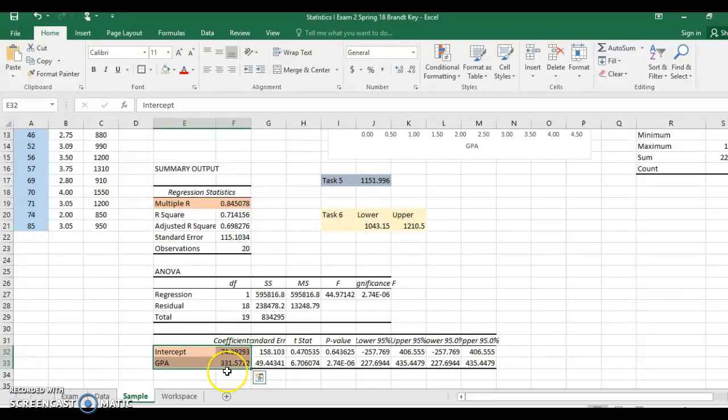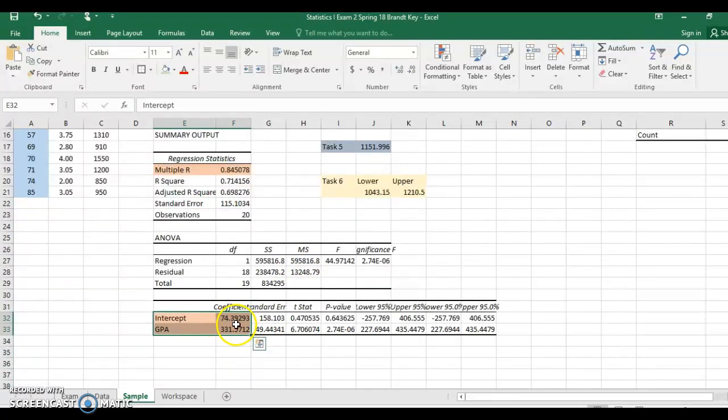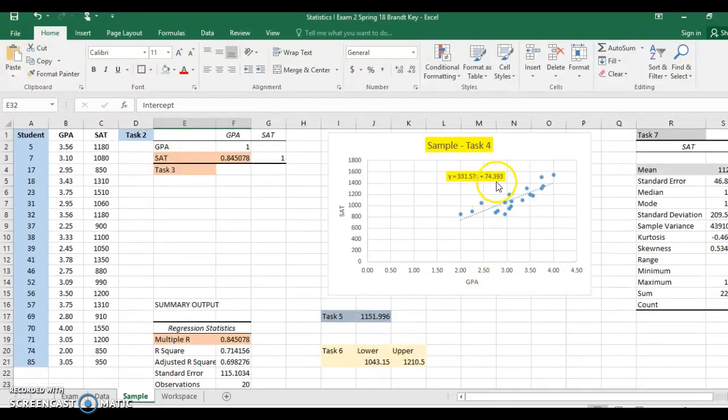So you'll notice this 331.57 happens to be the multiplier here of the x in the equation, and the 74.39 happens to be the y-intercept here. That means that if we followed this all the way out to 0, that this would have crossed at around 74.39. So this is my equation then I needed to find for task 4.